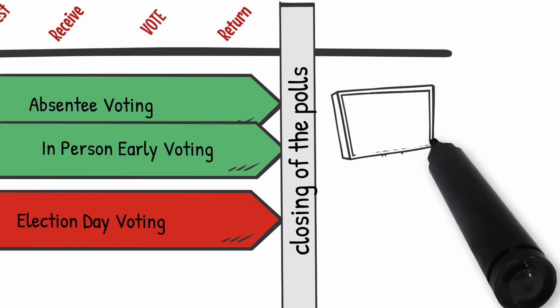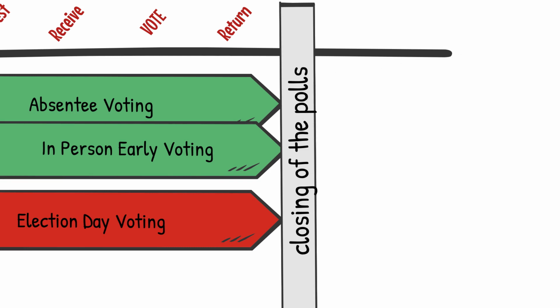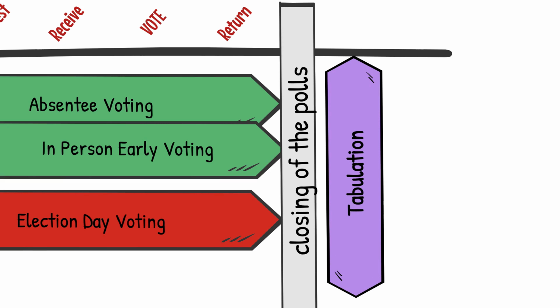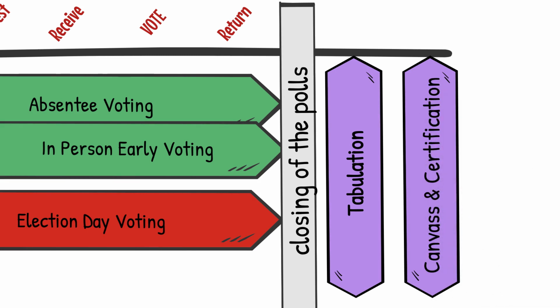The work now transfers to the election officials because the job's not yet complete. All legally cast ballots must now be counted. This is a process known as tabulation. Shortly after all ballots are tabulated, those totals are verified by the election official in a process known as canvassing. Ultimately, all of the canvasses are then reviewed before the election is certified by the state.